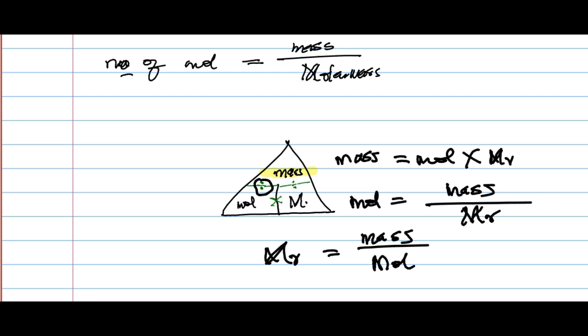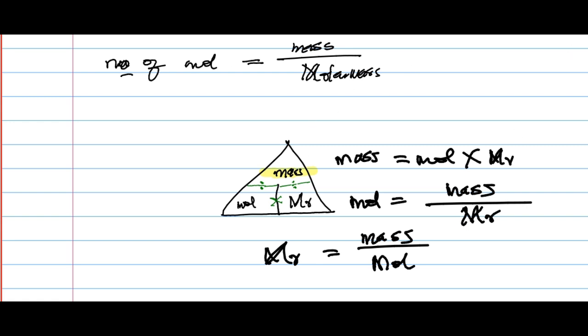So, and then we remove this part. So that is how we relate three of them. Just make any one of them the subject of the formula. If you want to calculate mole, mole equals mass over molar mass. If you're calculating mass, it is going to be mole times molar mass. If you're calculating molar mass, it is going to be mass divided by number of mole.